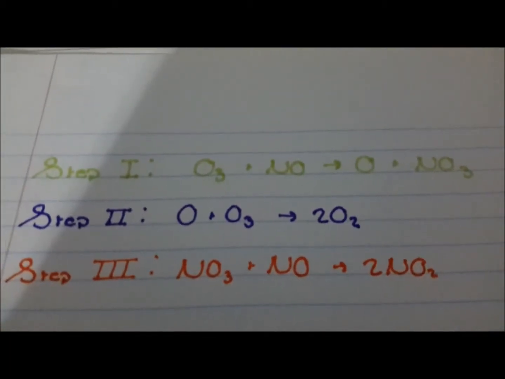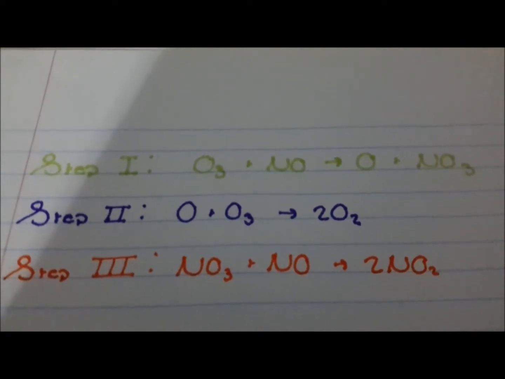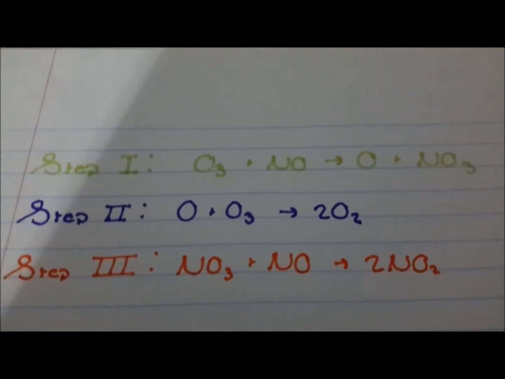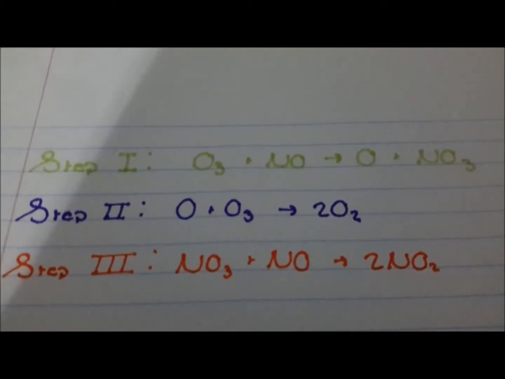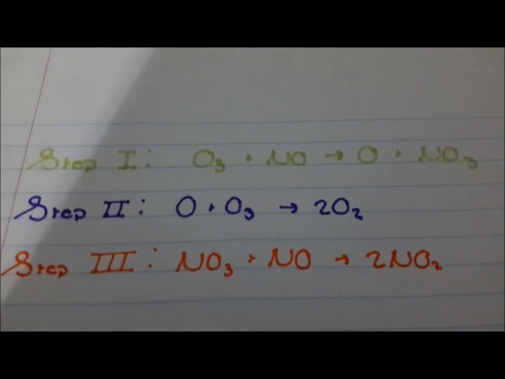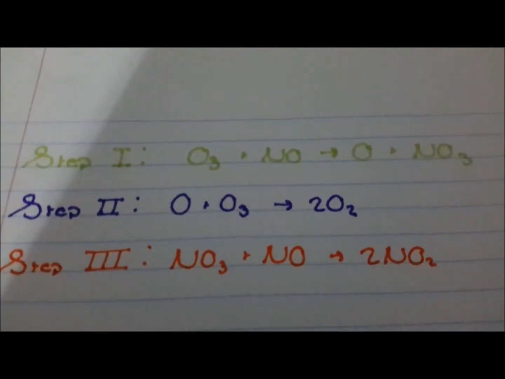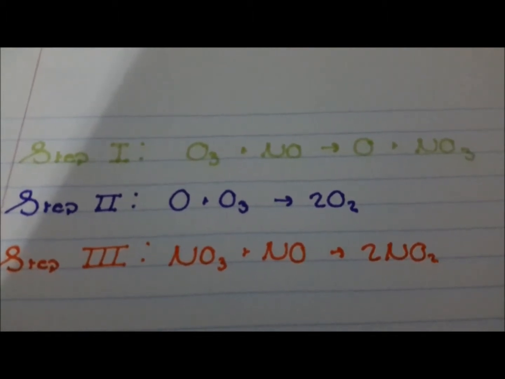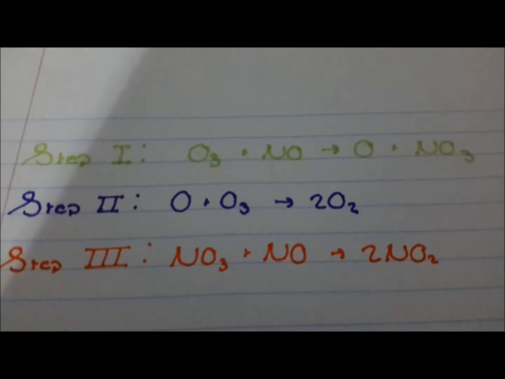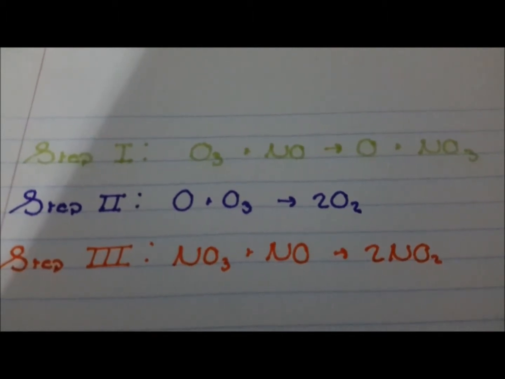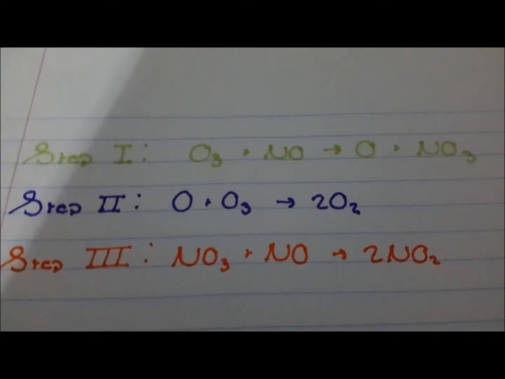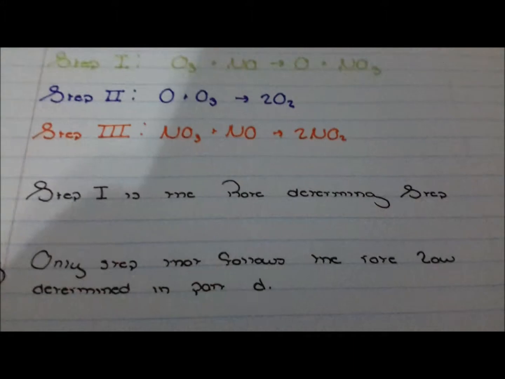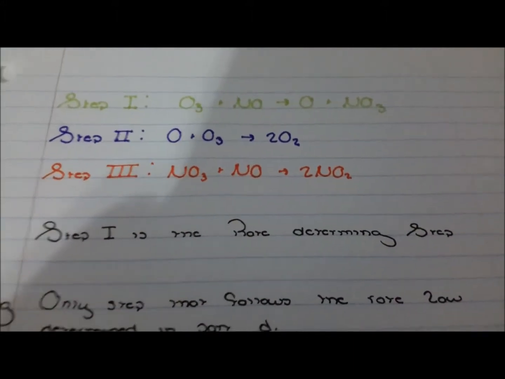In part E of the question, we are given a 3-step mechanism. We must identify the step that must be the slowest in order for this mechanism to be consistent with the rate law expression that we derived from part D. Our rate law expression, in case anyone forgot, is rate equals K times the concentration of O3 to the first, concentration of NO to the first. By simply looking at steps 1, 2, and 3, we can determine step 1 is the rate determining step.